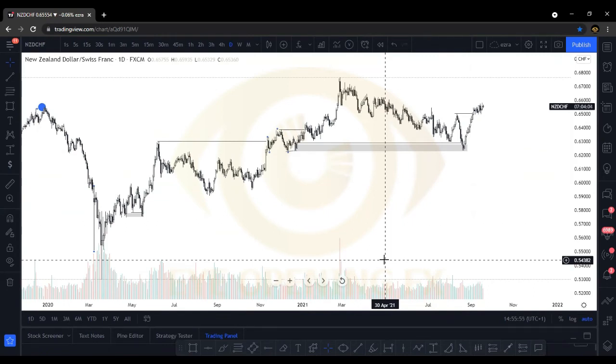Now, if daily is bullish and H4 is bullish, that means that trend will last long based on their time frame. If daily is bullish and H4 is bearish, that means the downtrend happening on that time frame will soon go into consolidation, and there will soon be a reversal.